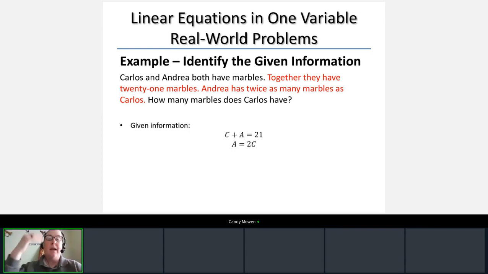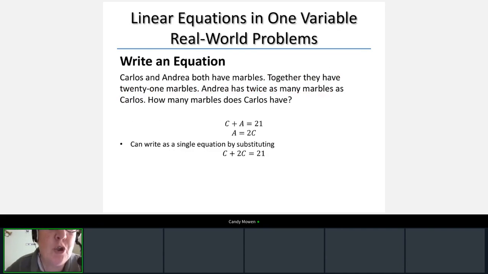So what we can say is, C plus A equals 21. Carlos plus Andrea equal 21. We know that Andrea has twice as many marbles as Carlos. So we're going to let Andrea equal 2C. Okay, and then Carlos is just plain old C. Put it into a solution plan. We can make it into one single equation by substituting: C plus 2C equals 21.